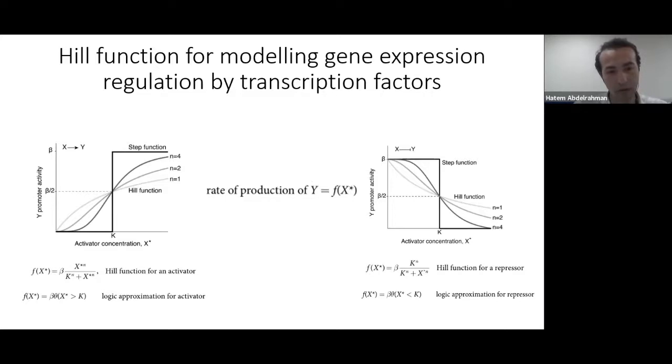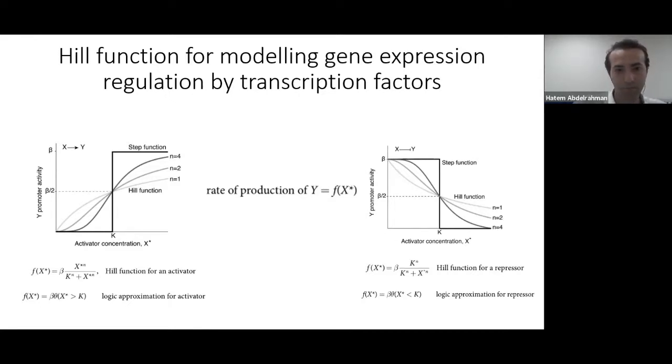And there is also a logical approximation for this reduced model. This logical approximation describes the activation of gene expression in terms of on and off states. However, in the Hill function, you can have graded gene expression, continuous levels of gene expression. In logic approximation, you have an on or off state.